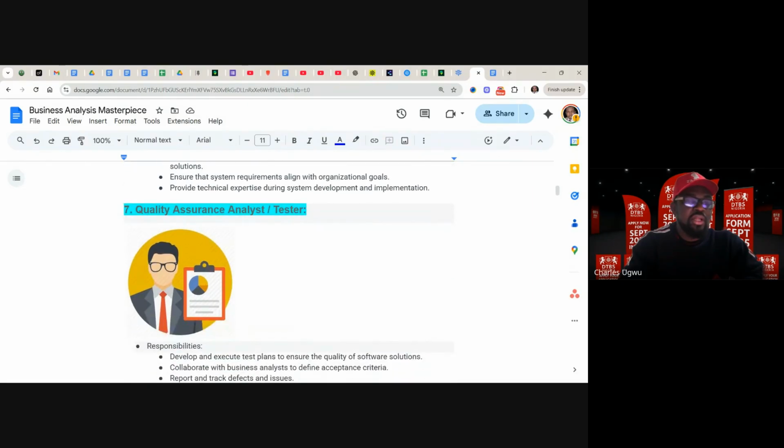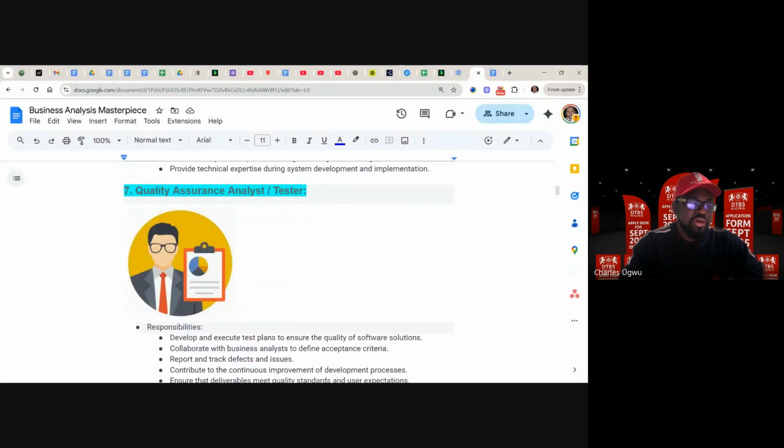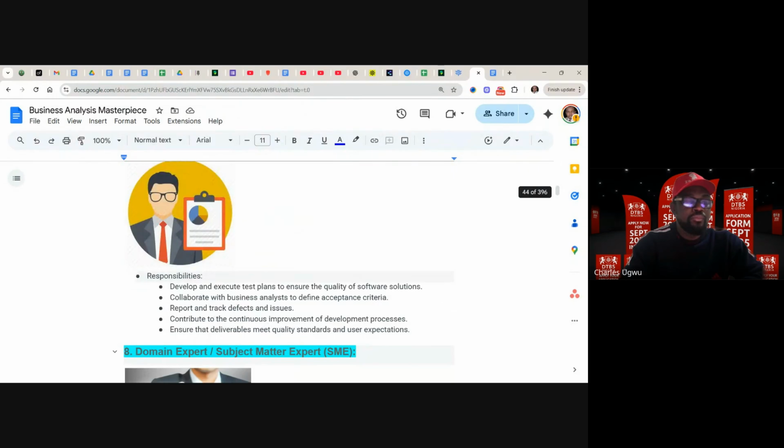Then we have other roles like quality assurance. Quality assurance, you can equally call them tester. The true name is quality assurance analyst. Call them QAs. They develop and execute test plans to ensure the quality of software solutions. Yeah, that's what they do. They start from planning: test plan, test scenarios, test cases. This is what they do. They create it from the inception, and when the solution is going to be tested, they are the ones that carry out the testing.